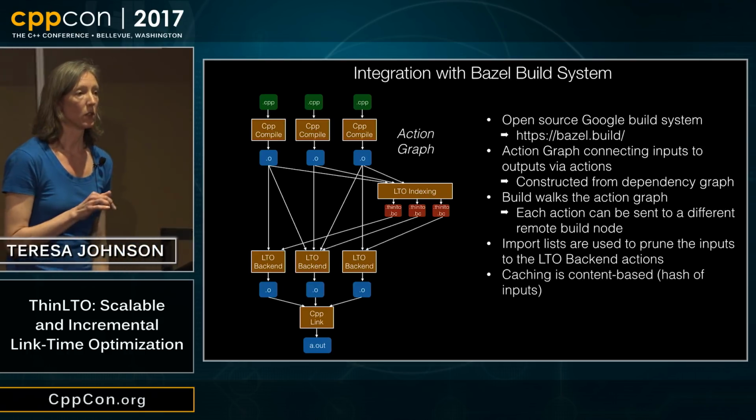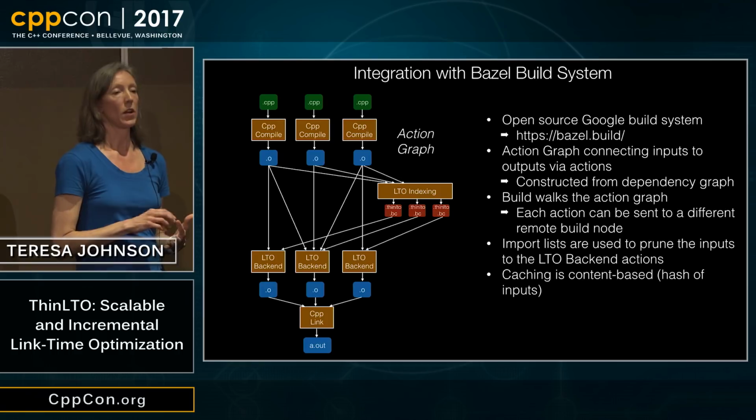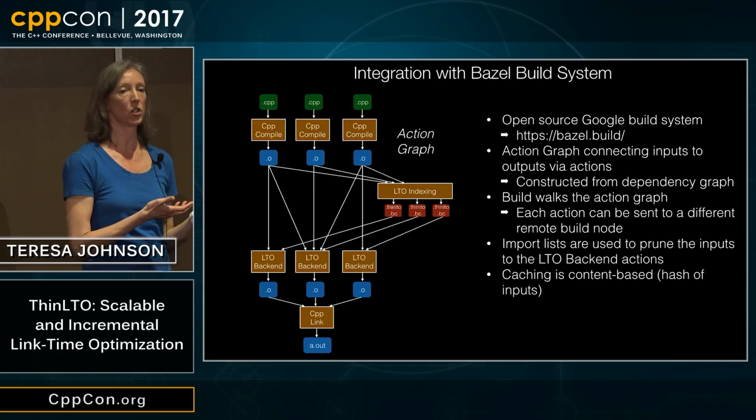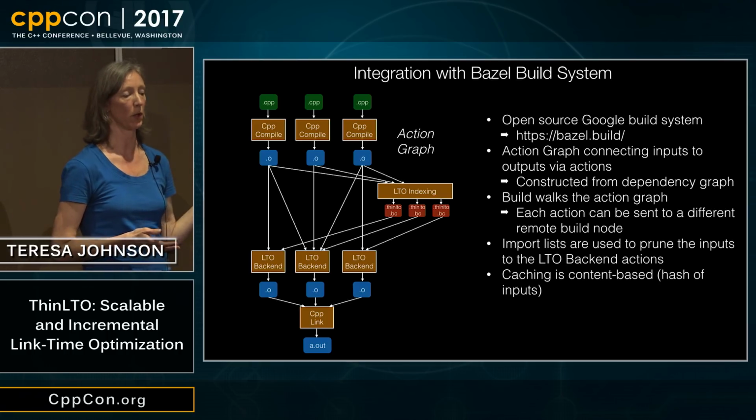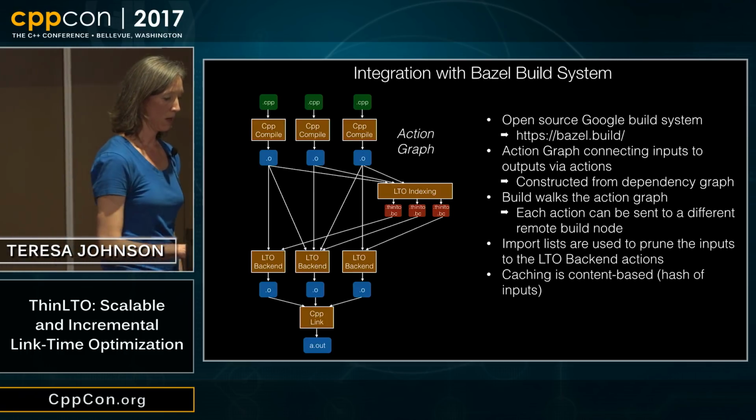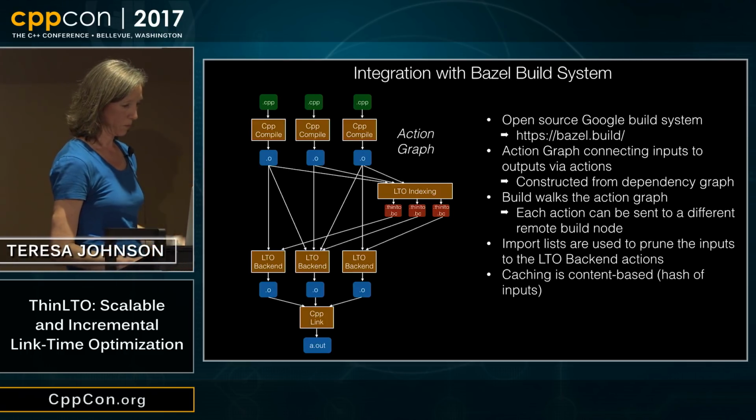Another thing that's important about Bazel is that the build system was already using a content-based caching scheme. So essentially, you check the cache with the hash of the input for each action, and this matches up perfectly with the way that we can do incremental builds with ThinLTO, where we're hashing the input to the LTO backend, which is the analysis results. So that just kind of falls out.